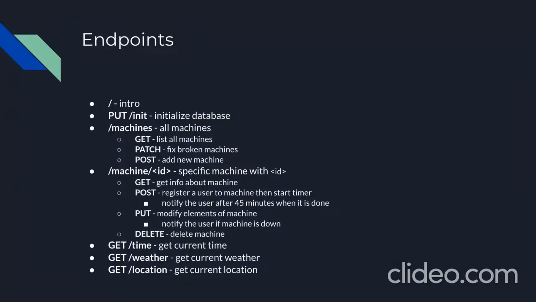So for this we use a worker async queue to use Twilio and Mailgun APIs to both text and email the user after 45 minutes when their laundry is done. Then for put, you can modify any of the elements of the machine, and if the status becomes down, then it notifies the user of that. There's also delete, and then there's 3 get endpoints for time, weather, and location, which is to give helpful information for how you can get your laundry.